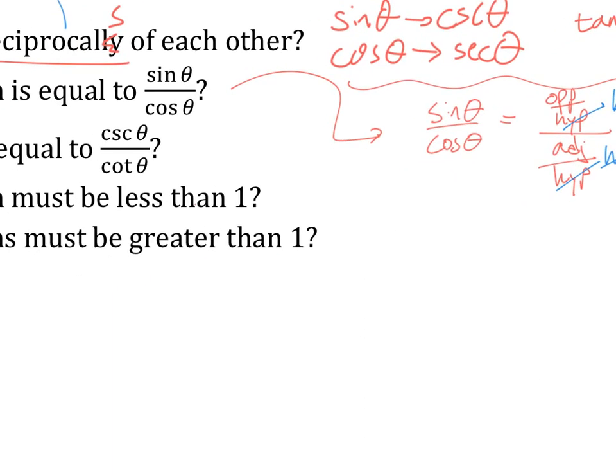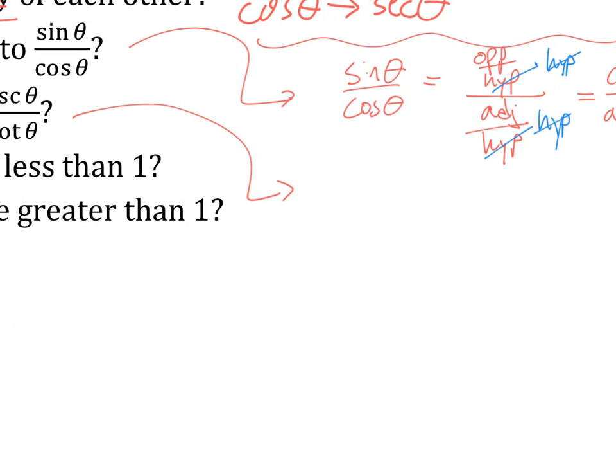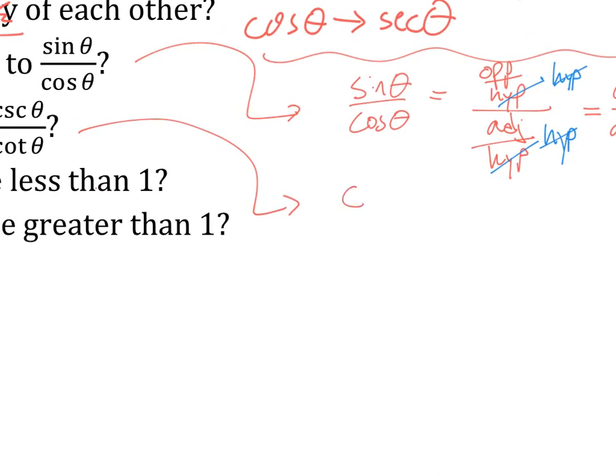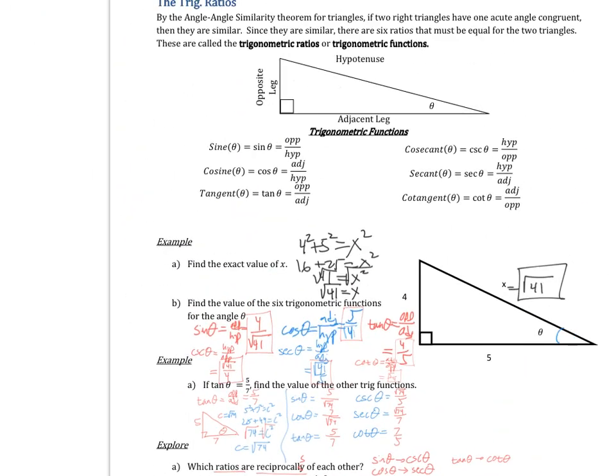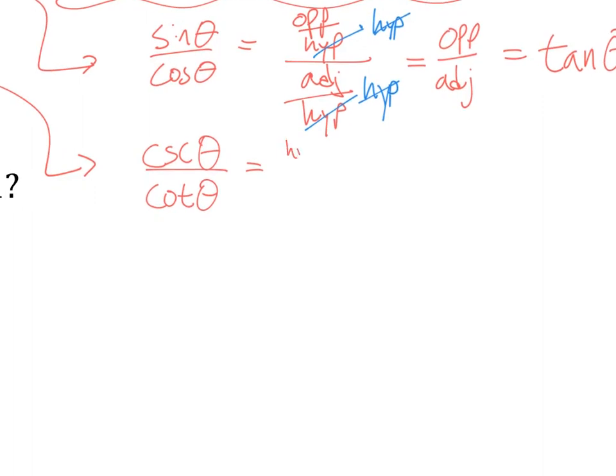That's kind of interesting. Well, what if we have cosecant over cotangent? Let's try that one. Cosecant, well, let's look up at our definitions. Cosecant is hypotenuse over opposite. Cotangent is adjacent over opposite. So hypotenuse over opposite, and cotangent, we said, is adjacent over opposite.